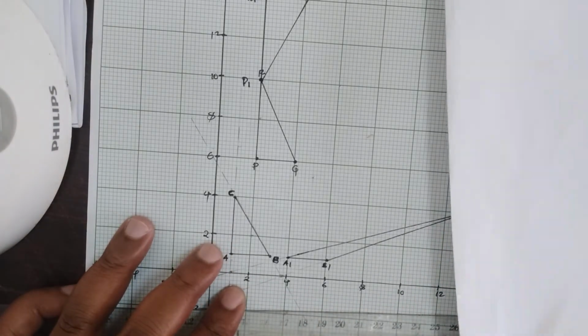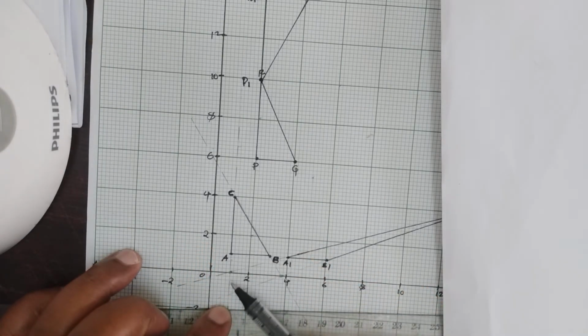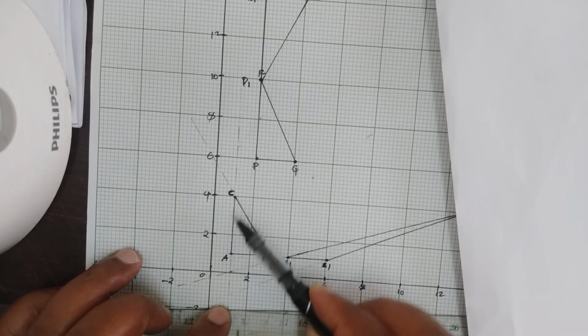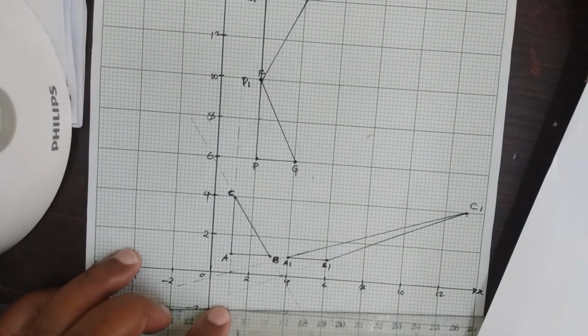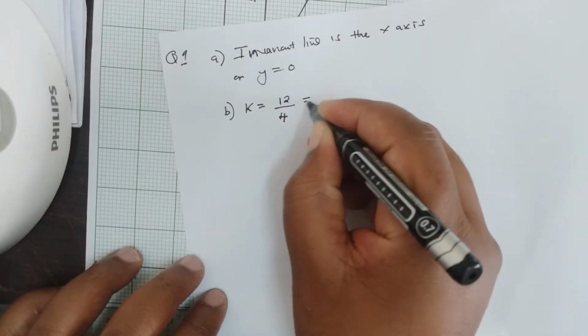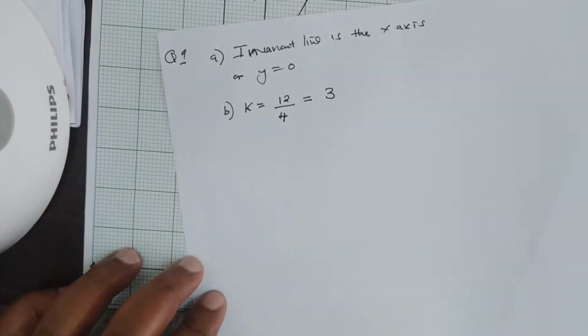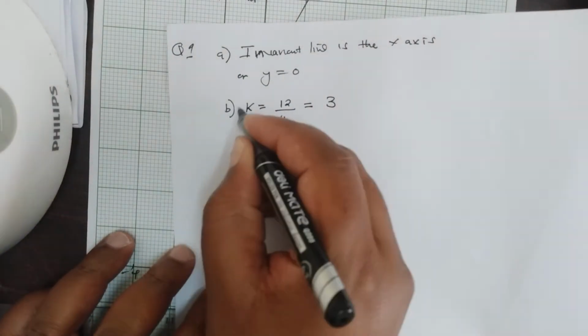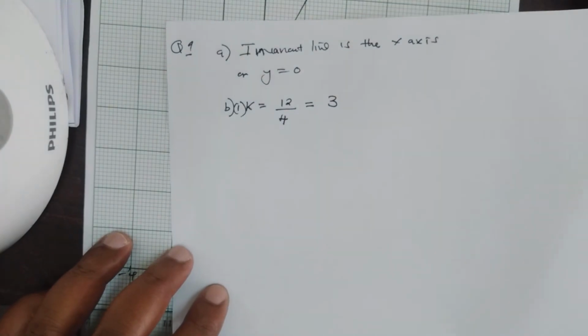Okay, but now what is the distance of C from the invariant line, which is the x-axis? We know that from here, this is 2, 4. So we have got 4 here. What is our answer? 3. So that is the shear factor. This is Roman numeral 1.